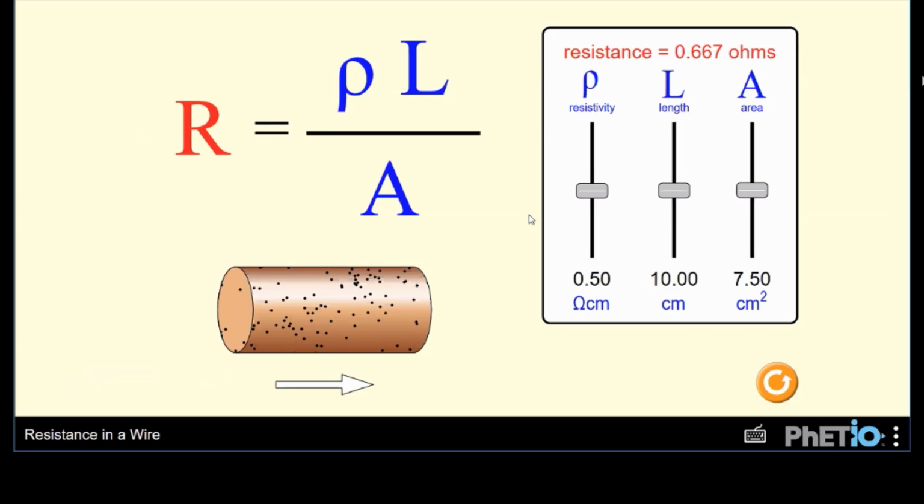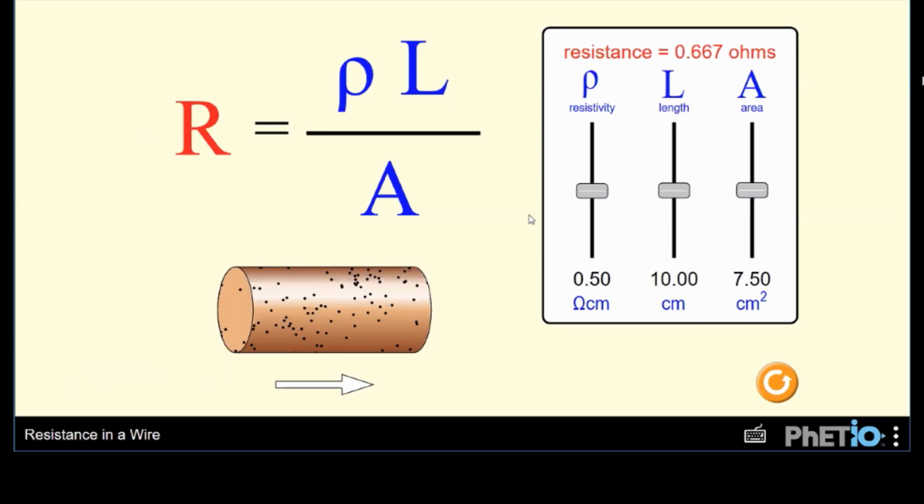Currently, list with 4 items. Bullet: resistance R is 0.667 ohms. Bullet: resistivity rho is 0.50 ohm centimeters. Bullet: length L is 10.00 centimeters. Bullet: area A is 7.50 centimeters squared. Out of list, look for resistivity, length, and area sliders to play, or read on for details about equation and wire. If needed, check out keyboard shortcuts for the sim.